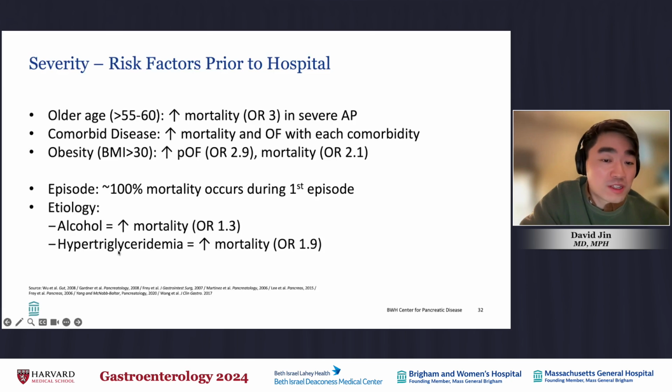Whether etiology plays a role in mortality is a bit controversial. There have been a few studies that have shown alcoholic pancreatitis and hypertriglyceridemia-induced pancreatitis may have higher odds of mortality compared to other etiologies.